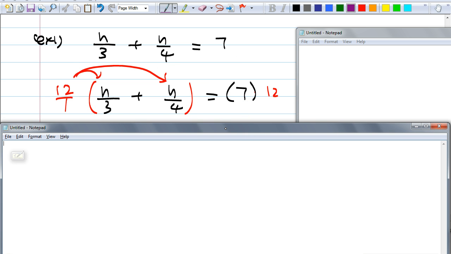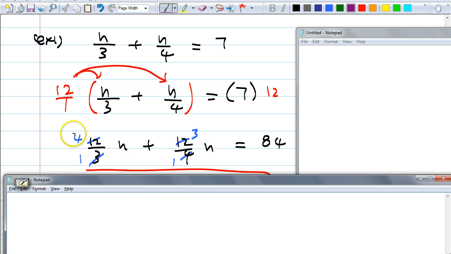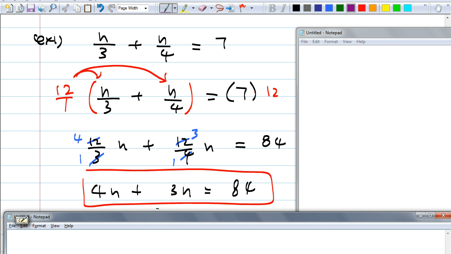Look what happens when you do this. Of course, you're going to multiply the whole left side, both of the terms. So you must distribute. Look what happens if you distribute 12 to n over 3 and n over 4. What would happen to all the denominators, guys? They go away. They're going to cancel out. How many times does 3 go into 12? 4. How many times does 4 go into 12? 3. Do you see how it simply becomes 4n plus 3n equals 84? Isn't this nice?